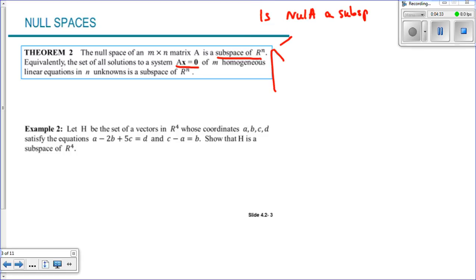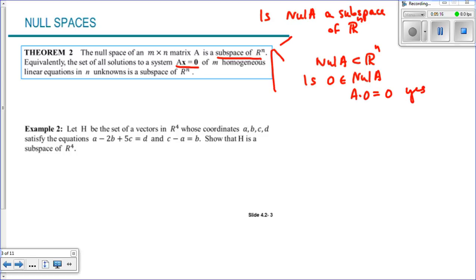So we have to show three things. Well, one more also. First off, is the null space a subset of Rn? Yes, it is. Since A is an m by n matrix, it takes vectors in Rn to vectors in Rm, so this is a subset of Rn. Next, is 0 in the null space? Remember it's in the null space if it's a subset of Rn and A times the vector is 0. Well, definitely A times 0 is 0. So yes, 0 is in the null space.